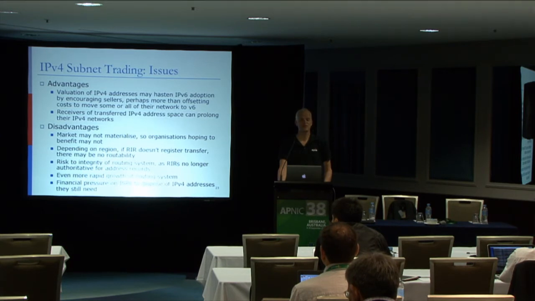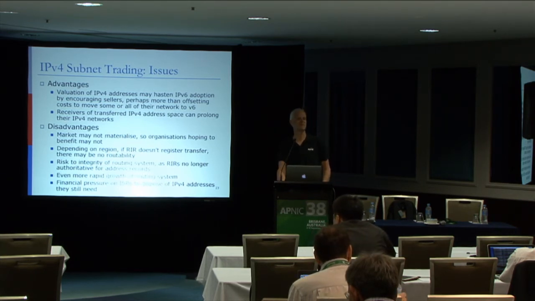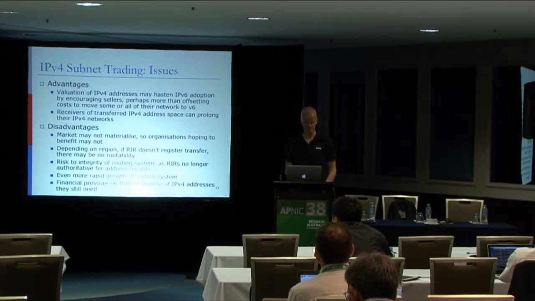We've got lots of brokers. How many address transfers happen per month? I mean, APNIC reports at every member meeting how many address transfers they do per month. It's not exactly a major double-digit number. That's not a massive market, given the number of brokers that are there. Or maybe these are only the ones that are being registered by APNIC, and there are others happening that nobody knows about. Don't know. Depending on the region, if the registry doesn't register the transfer, there may not be routability.